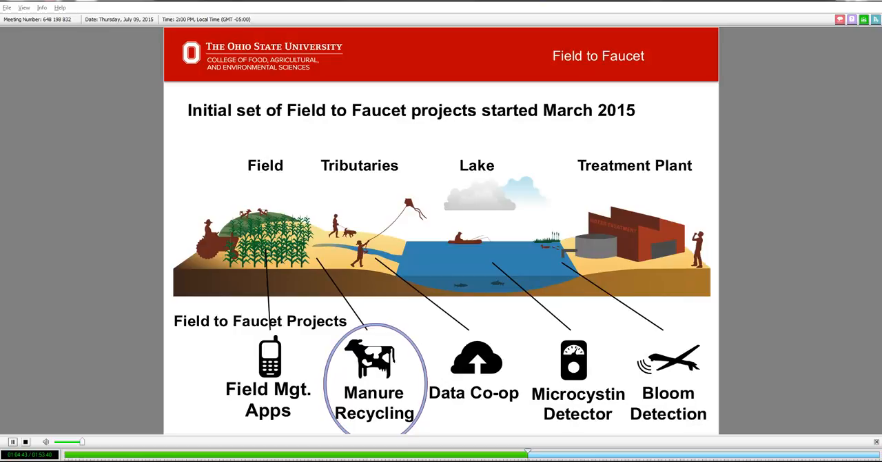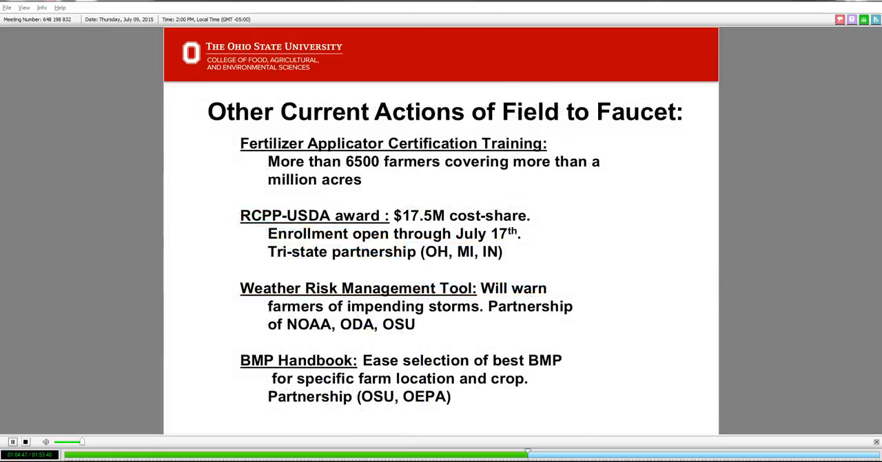Recently, there was an RCPP award through the USDA, and this came via a tri-state partnership with Ohio, Michigan, and Indiana. And this $17.5 million is being used for cost share so that farmers can help farmers implement these different BMPs like drainage water management on their lands. We're also developing a risk management tool which will warn farmers of impending storms. This is a partnership with NOAA, Ohio Department of Agriculture, and Ohio State University.